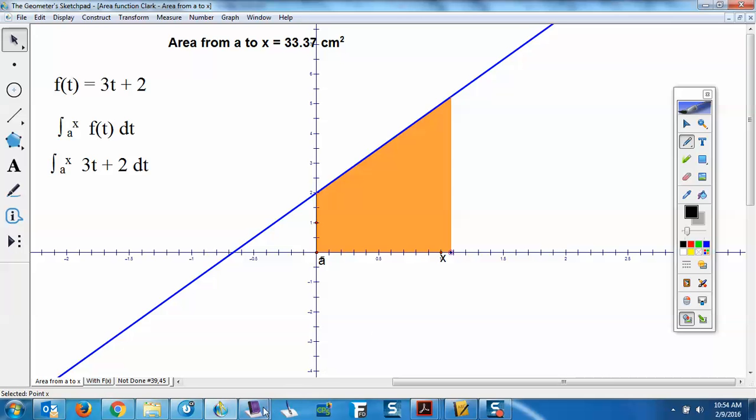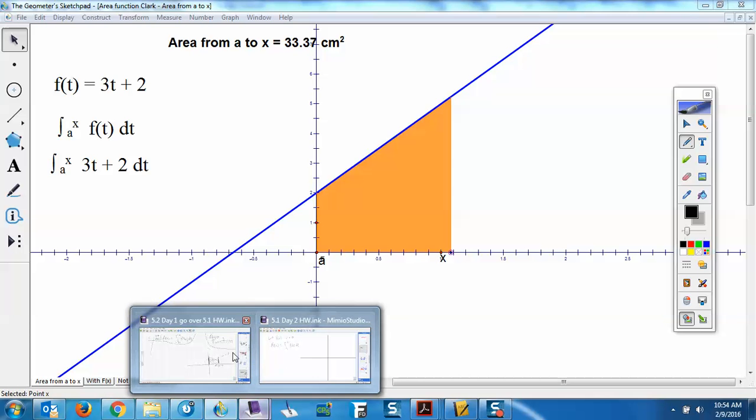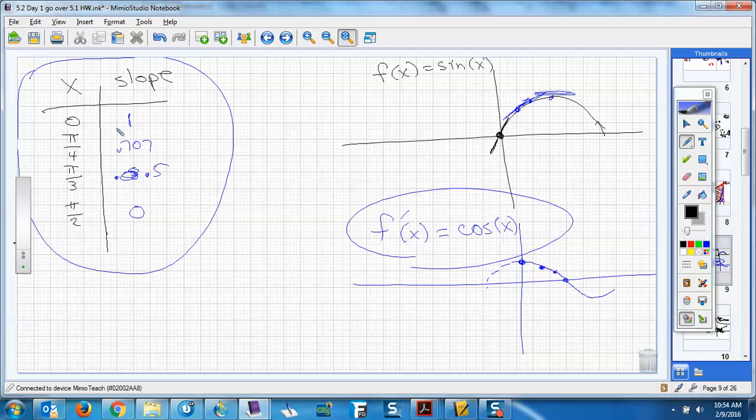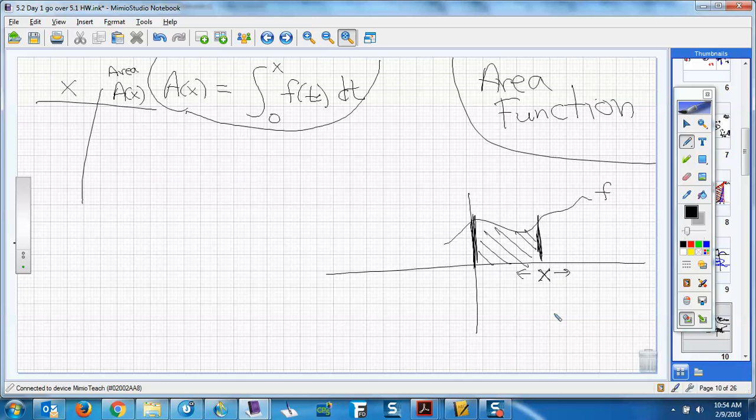Just like we did back here when we did slopes. We went to this point, found the slope. Went to this point, found the slope. Then we plotted those points, and it was like, voila, there's our derivative function. Okay? So we're doing the same thing here with area. New right endpoint, got an area. New right endpoint, another area.